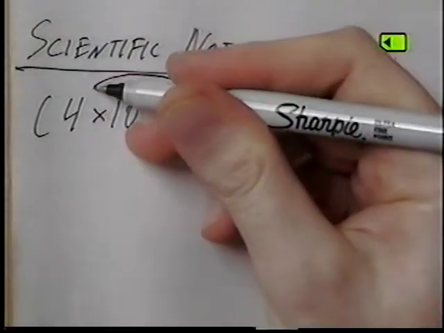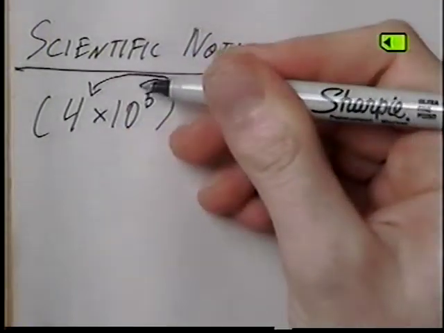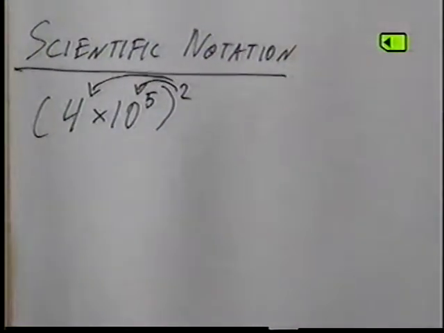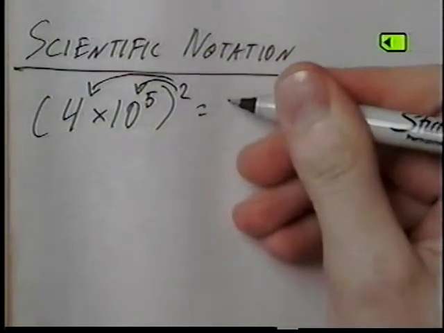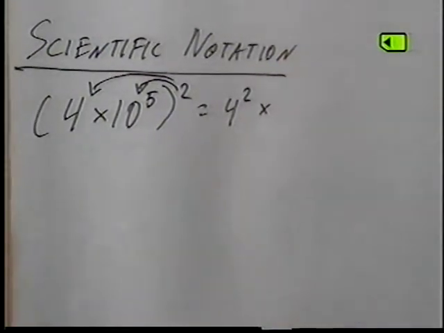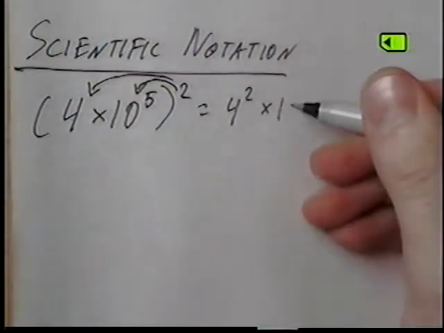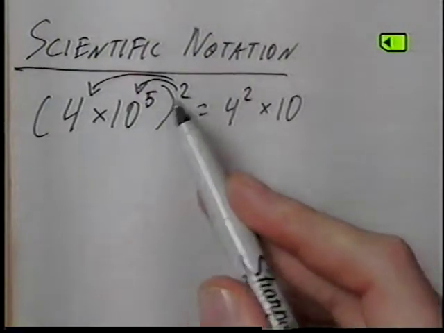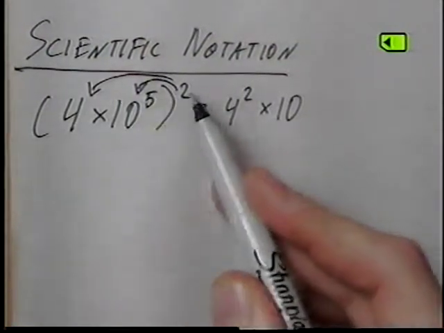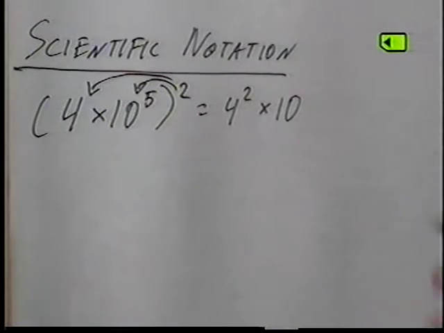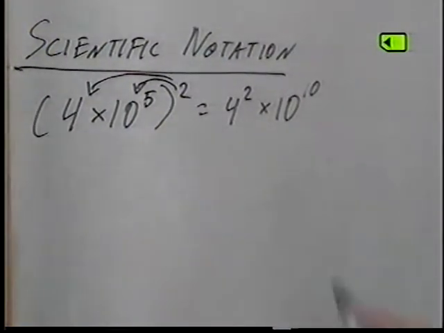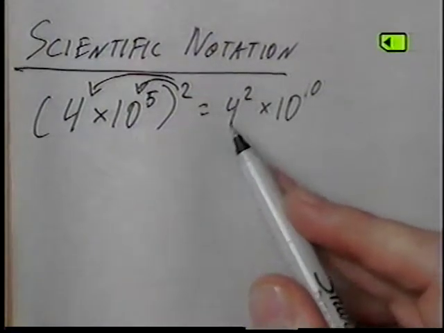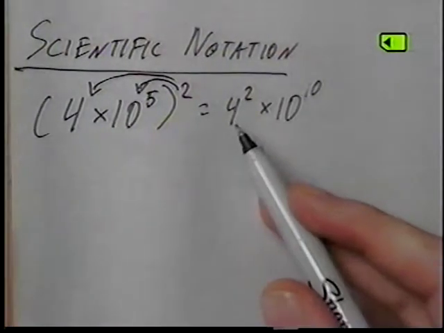Same idea as the previous section. The 2 goes to each term on the inside. So 4 to the second power. Times sign stays the same. The base 10 stays the same. The 2 exponents, separated by parentheses, you multiply those. 5 times 2 would be 10.